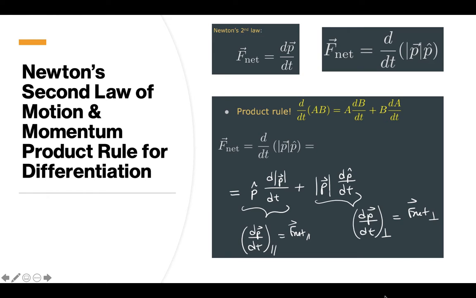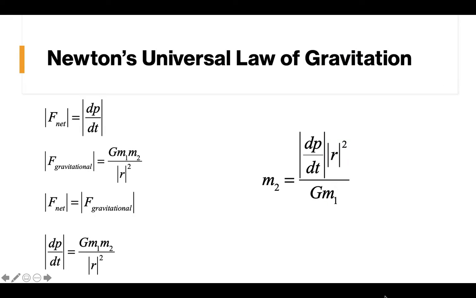By Newton's second law of motion, F net is equal to dp over dt, so apparently the two terms in the equation are simply the parallel and the perpendicular components of dp over dt. Since dp dt is equal to F net, we can simply write dp dt parallel equal to F net parallel, and dp dt perpendicular equal to F net perpendicular.